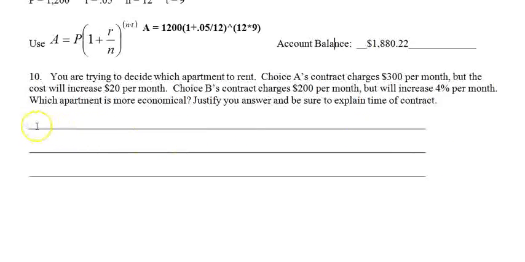Okay, here's your first job. You need to come up with an equation for each of these. So I noticed on choice A, it costs me $300 a month, but then it's going to be going up $20 every month. So we could call that 20x. Then what's the next equation going to be? Well, the next one only charges you $200, but they're going to increase 4% per month.